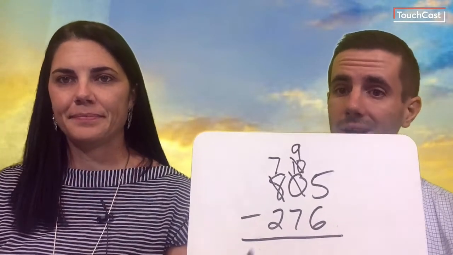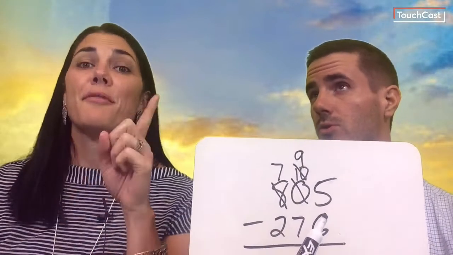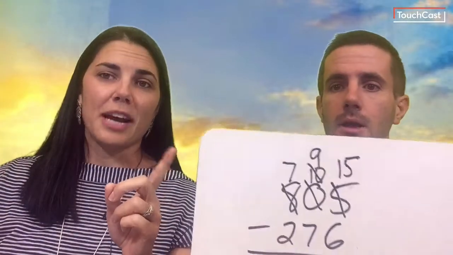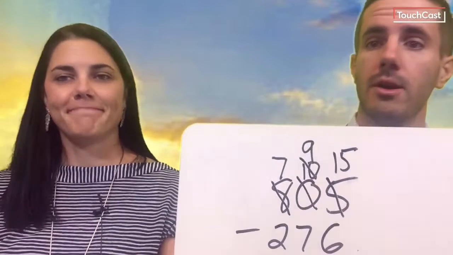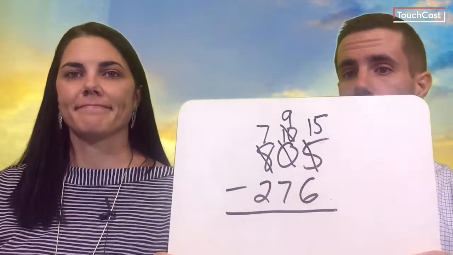And now I can go to my ones place and turn my 5 ones into 15 ones. So it's kind of like I put a 1 in front of it, or I do 10 plus 5. And now I think you're ready to subtract because all your numbers on the top are bigger. And that's so important because if the number on bottom is bigger, you know you cannot do that.